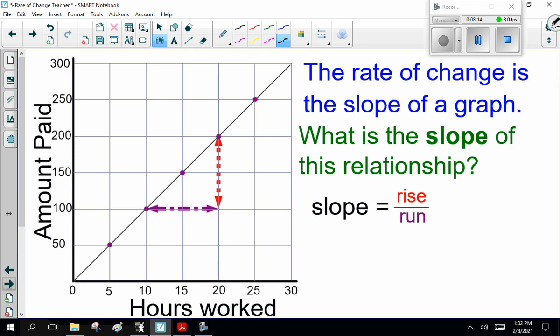So, amount paid versus hours worked. The rate of change is the slope of the graph, as we just said. What is the slope of this relationship? Well, slope is rise over run. So, what I've done is I arbitrarily chose 2 points. Right here, right here. I can choose any 2 points on a straight line. This is my rise. And this is my run.